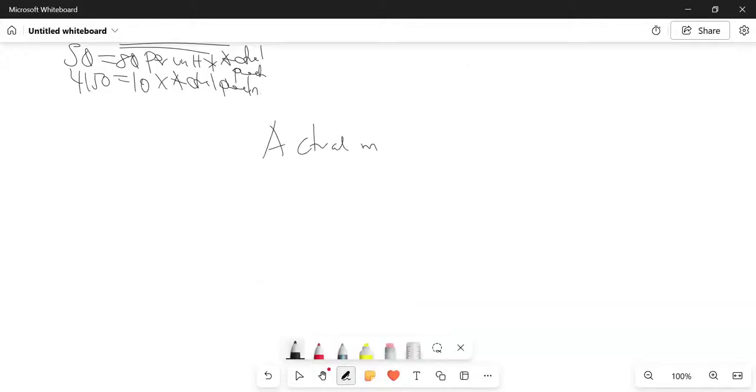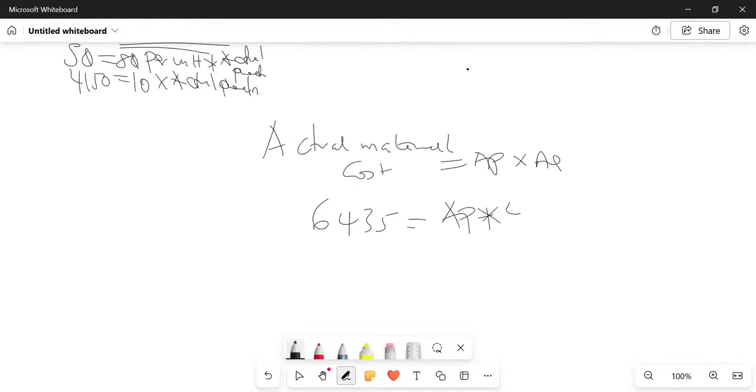Actual material cost equals AP times AQ. The actual material cost is 64.35. So they're asking for actual price. And we know this AQ, was it 41? Actual quantity purchased of materials.